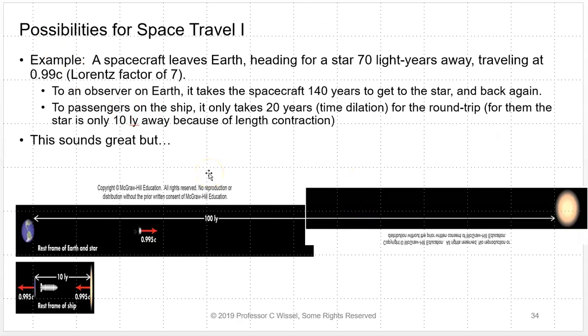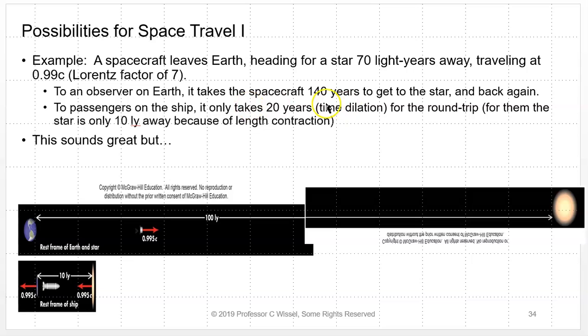Now here are some possibilities for space travel. We have an example. A spacecraft is leaving the Earth, heading for a star 70 light years away, traveling at 99% of the speed of light, which is a Lorentz factor of 7. To an observer on the Earth, it takes the spacecraft 140 years to get to the star and back again. They're traveling at nearly the speed of light, and they're traveling a total distance of 140 light years, so that'll be 140 years. To the passengers on the ship, it only takes 1/7 as long, through the Lorentz factor of 7. So that's 20 years due to time dilation for the round trip. And for them, the star is only 1/7 the distance away due to the Lorentz factor of 7. So 1/7 of 70 is 10 light years away because of length contraction.